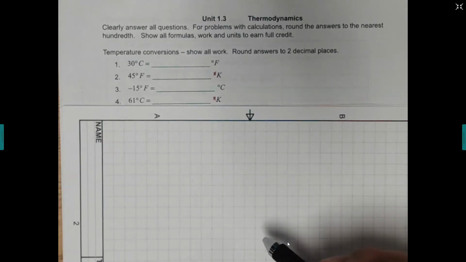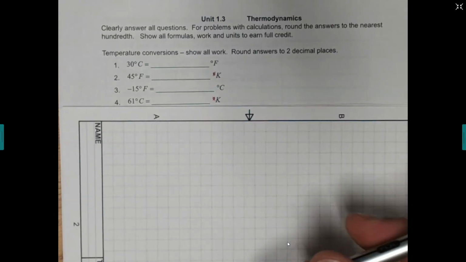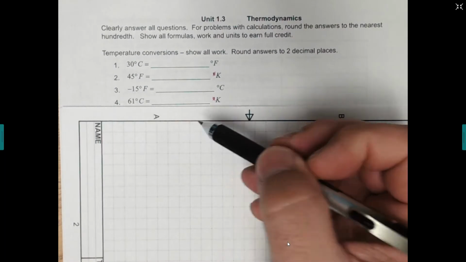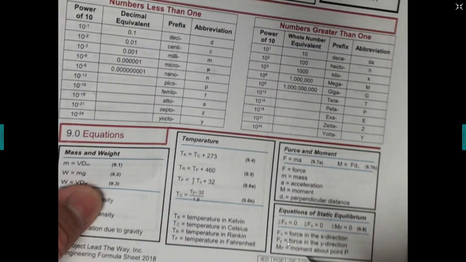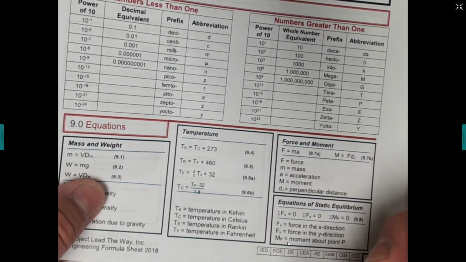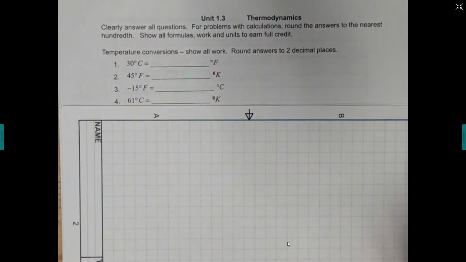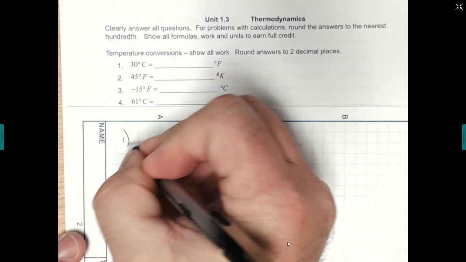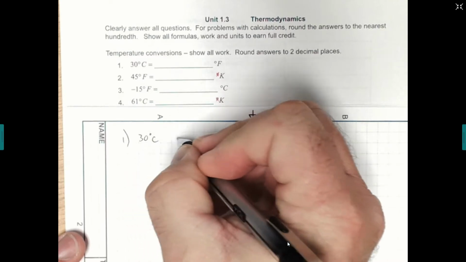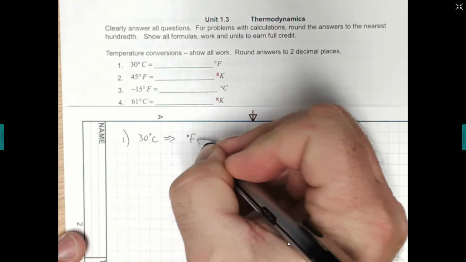All right, today we're going to go over our thermodynamics worksheet. First, we're going to start with temperature conversions. Don't forget you have the conversions here in your formula sheet. So for number one, we're taking 30 degrees Celsius and we're converting it into degrees Fahrenheit.